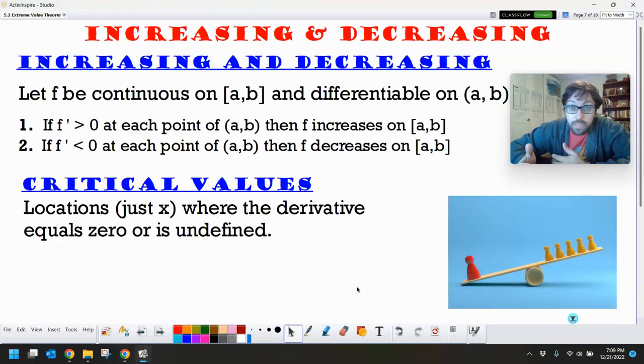That is it for our video on increasing and decreasing. It's that simple. It's just figuring out when the derivative is going to be positive or negative. Just use those critical values where the derivative equals 0, or if the derivative is undefined, use those to divvy up your number line, and then just check, is the derivative positive or negative on either side of all of those critical values where the derivative is equal to 0 or undefined.